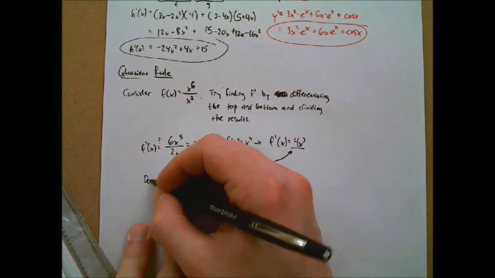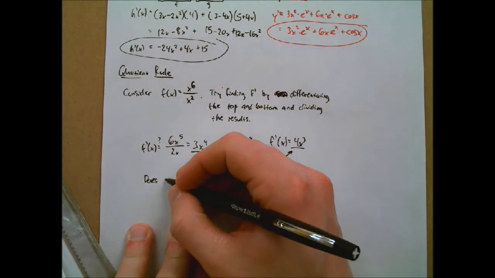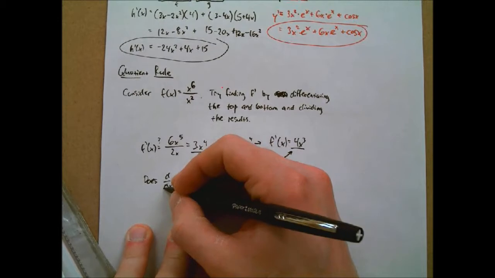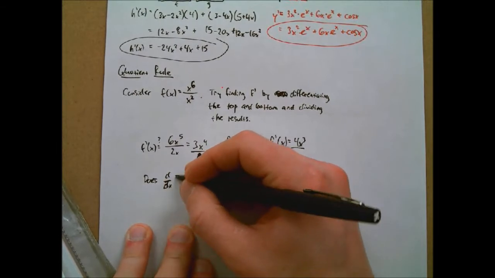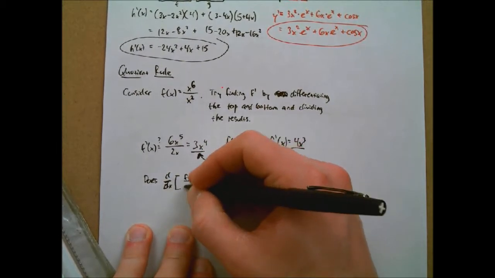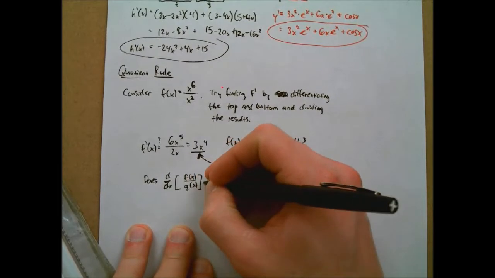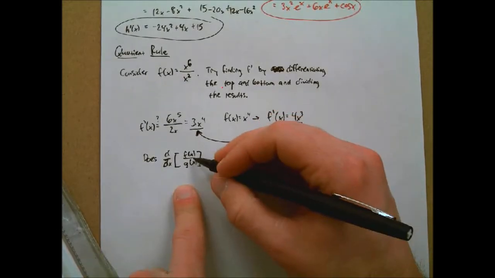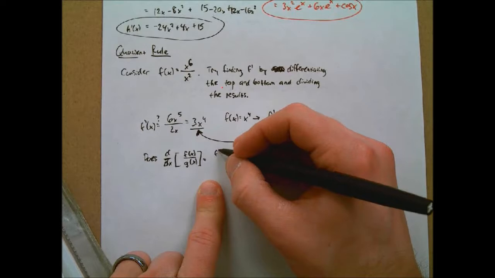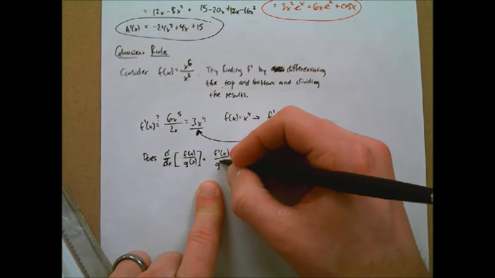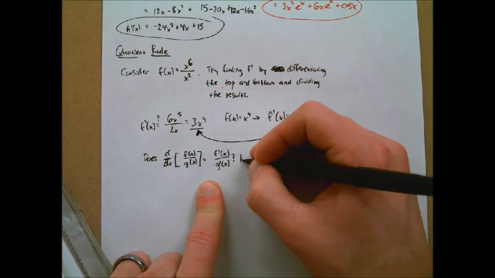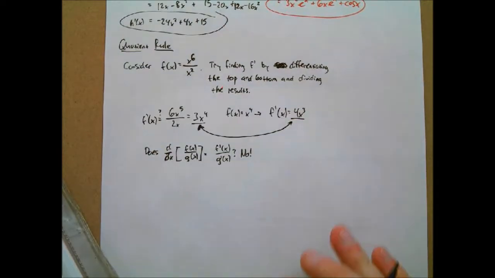So, unfortunately, does the derivative with respect to x of f of x divided by g of x equal f prime of x over g prime of x? The answer is no, not in general. That's why there's a quotient rule. Exactly right. So what is the quotient rule?